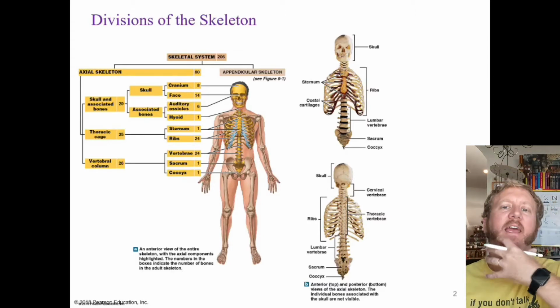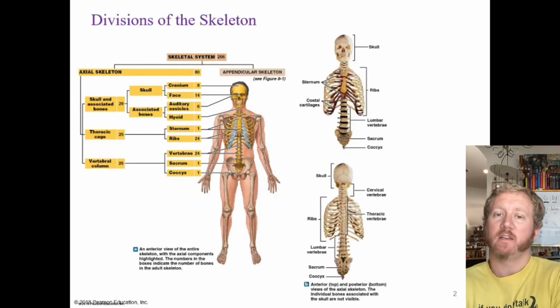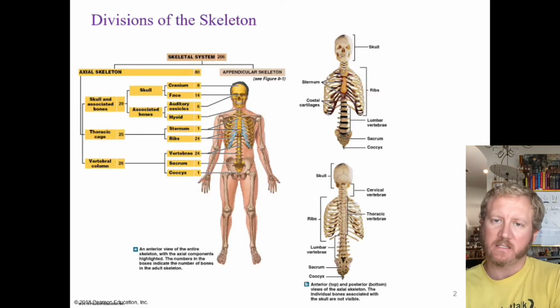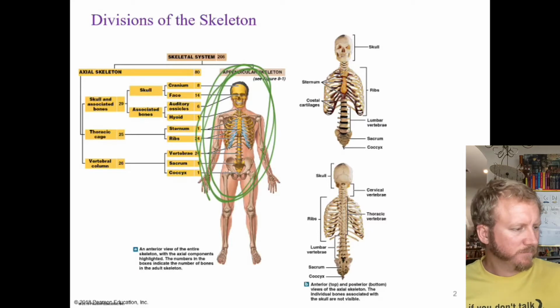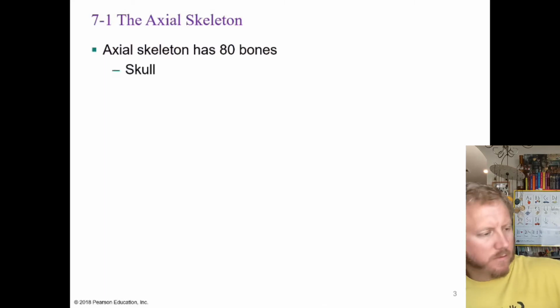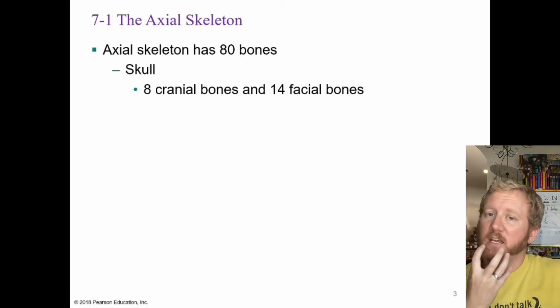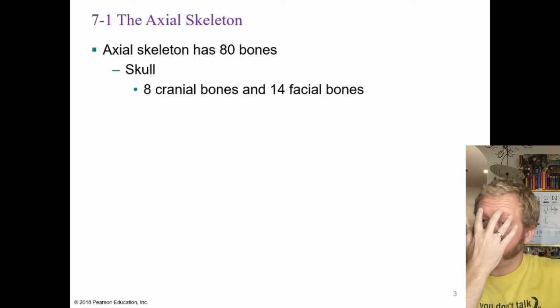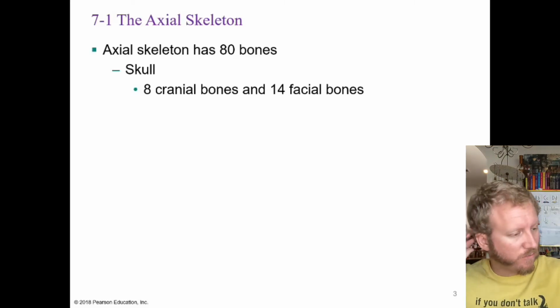So we've got the head and the trunk. Now that separates it from the appendicular skeleton, which we'll talk about in the next video, which is your arms and legs, right? So we're focusing on just this main section right here, these 80 bones of the axial skeleton. There are 8 bones that make up your cranium and 14 bones that make up your face, right? So basically from about here down is your face, and then your forehead back is your cranium.